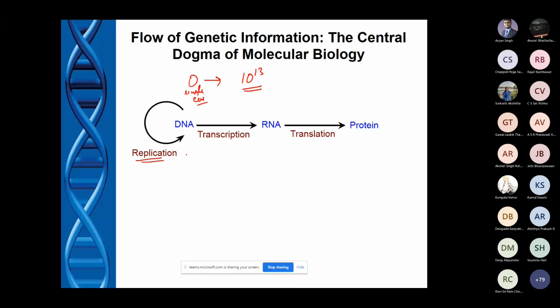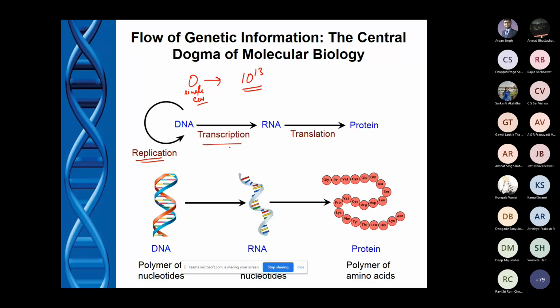Then the next step is from DNA to RNA formation. This process is called transcription. Why transcription? Because DNA is also a polymer of nucleotides. RNA is also a polymer of nucleotides. I just mentioned the difference between DNA and RNA: the sugar group is the major difference. But otherwise, they contain similar kind of information, similar style. They're just a kind of transcript. And the process is called transcription.